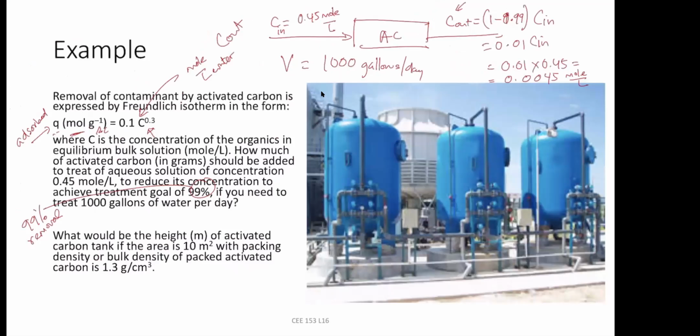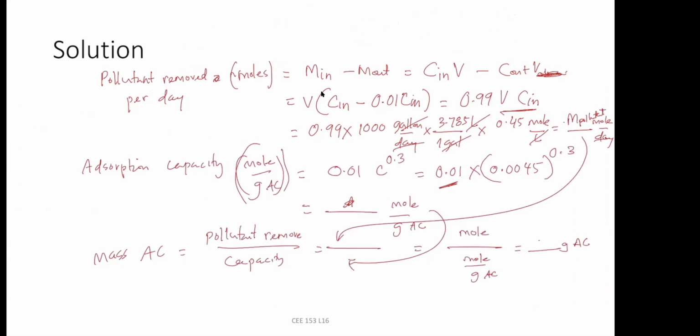The next question is what would be the height of activated carbon tank like this design if the area is 10 meters squared? So the unpacking density or bulk density is 1.3 grams per centimeter cubed. So that's basically I'm asking how tall this one would be if it would dump all these activated carbons. You know the mass of activated carbon. And you know the size of this one. And you know also the bulk density, which means you know how much volume it will occupy if you add a certain amount of activated carbon.